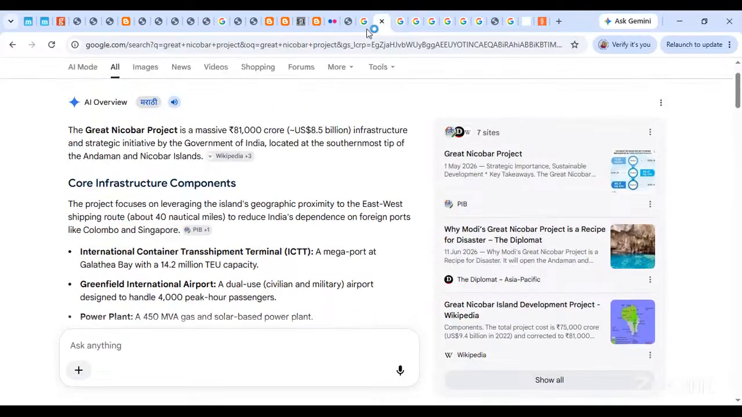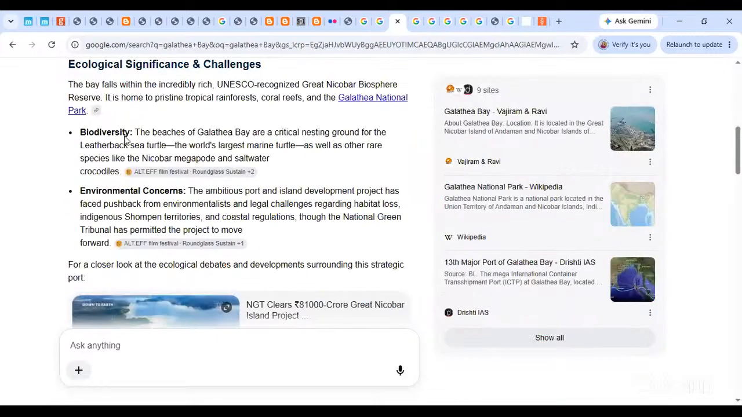Now, the problems that come with it are these. First of all, the beaches of this place, Galathea Bay, where we are trying to build our 13th major port, happen to be the nesting ground for the leatherback sea turtle. There is a famous sea turtle over there, the world's largest marine turtle. Once you start any sort of construction over there, you destroy the habitat of this particular species, and that species is going to start to dwindle. You do not destroy the habitat of such species. That is the general idea.